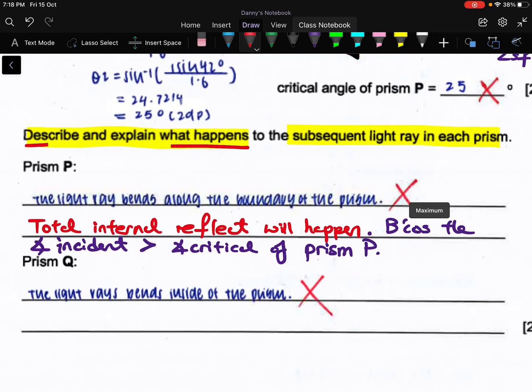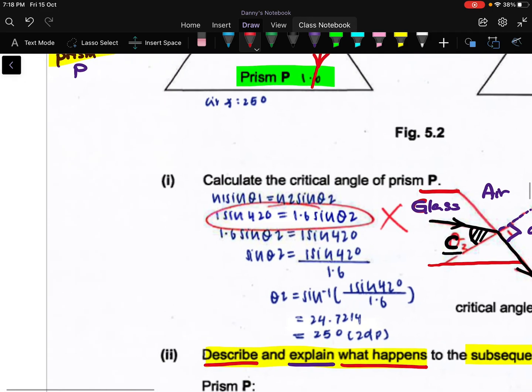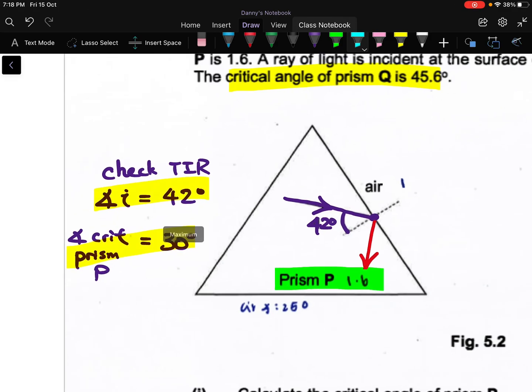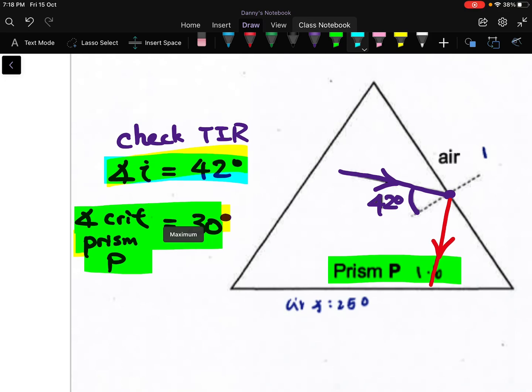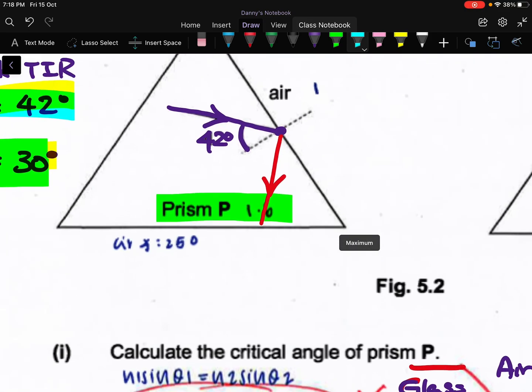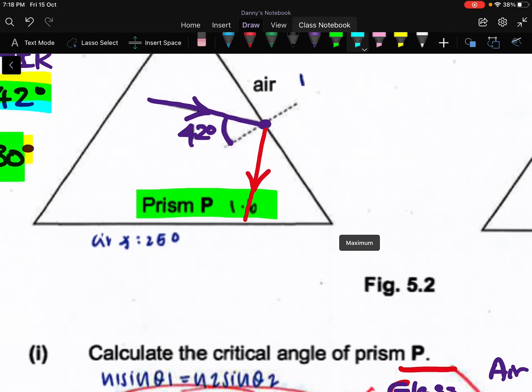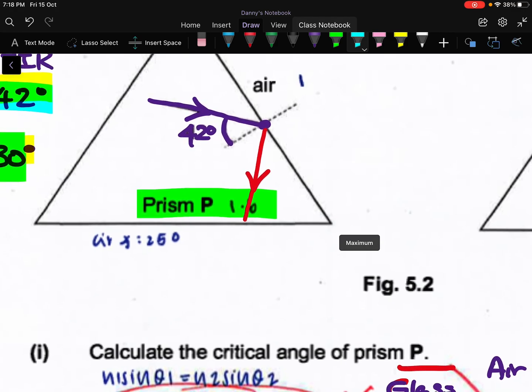So therefore, when you want to check what happened to the light ray, you need to ask yourself two things. What is the critical angle of the prism? Oh, it is 30, for example. So what is the incident angle that we are talking about? Oh, it is 42. Oh, incident angle now is larger than the critical angle. You can't go out. Total internal reflection happens. You are trapped in the prism. That's what happened, right?